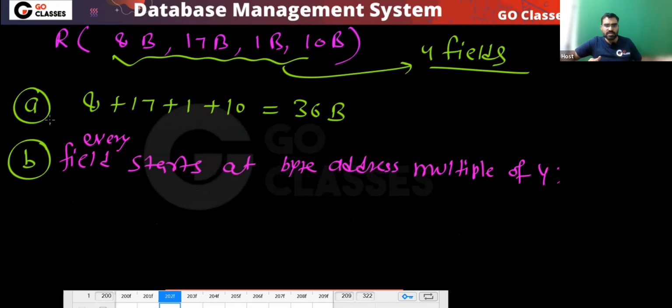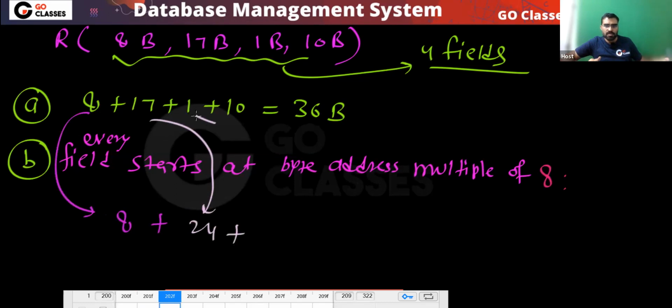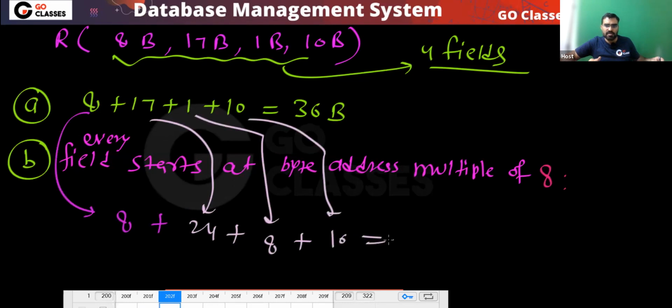Okay, next, what is the answer for the next? The same question, but multiple of 8. Very simple. Now you round up to a multiple of 8. So this will become 8. This will become 24. This will become 8. And this will become 16. So your answer is 32 plus 24, that is 56. Your 56 bytes you got. So very simple.